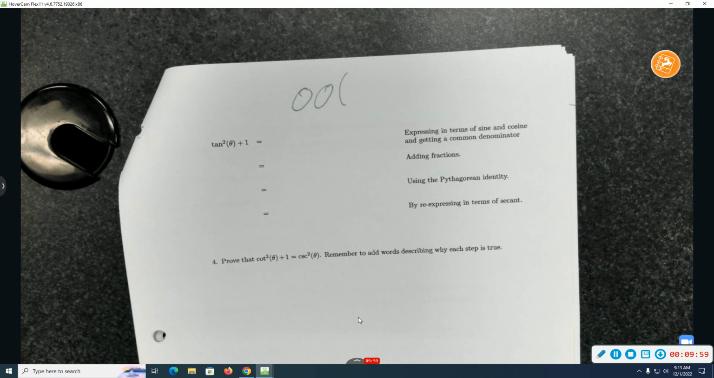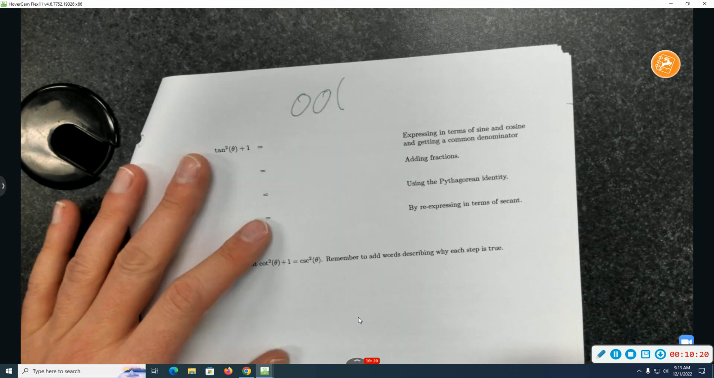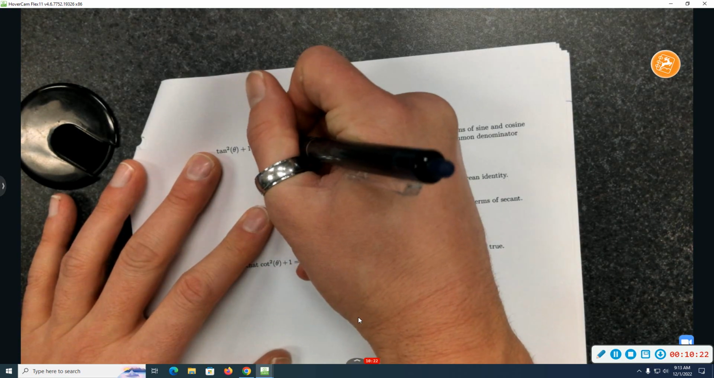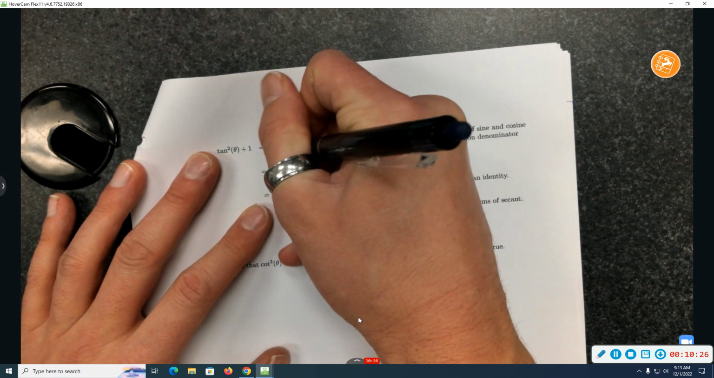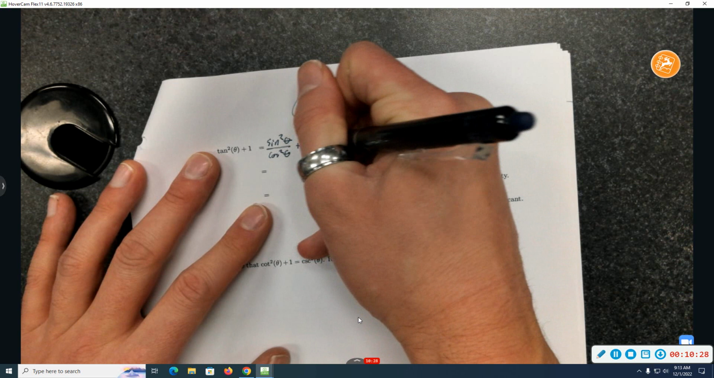One side is obviously more complicated than the other. Tangent squared plus 1 is the more complicated looking side. Let's try to reduce that down to secant squared of theta by using stuff that we know. And the first move that I'll suggest is let's rewrite everything in terms of sine and cosine. What's tangent squared in terms of sines and cosines? Sine squared theta over cosine squared theta plus 1.